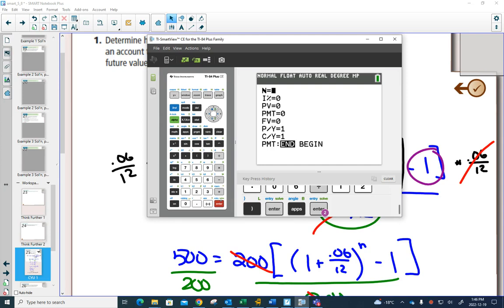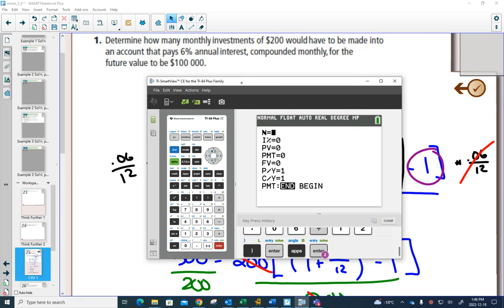So we were solving for the number of payments. Our interest rate was 6%. Because it's written as a percent, you could just write in 6. You don't have any money there in the beginning. You want to get $100,000 in the future. And you're making payments of $200.